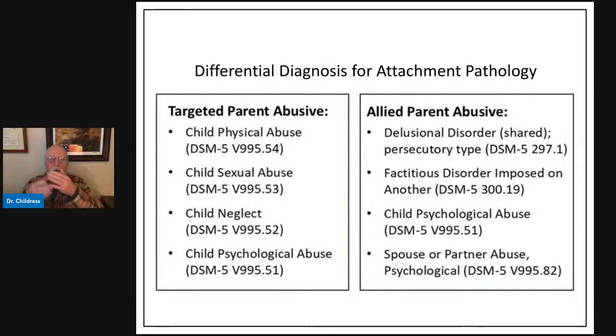So here's the differential diagnoses we're concerned about in the family courts. With the targeted parent, we're concerned about physical abuse, sexual abuse, neglect, or psychological abuse, creating the child seeking to flee the parent. What's happening? If there's no abuse by the targeted parent, then the rule out, the differential diagnosis on that, is that the allied parent is producing the pathology. They're creating a shared persecutory delusion. They're creating a factitious attachment pathology in the child, which is child psychological abuse, and psychological spouse or partner abuse.